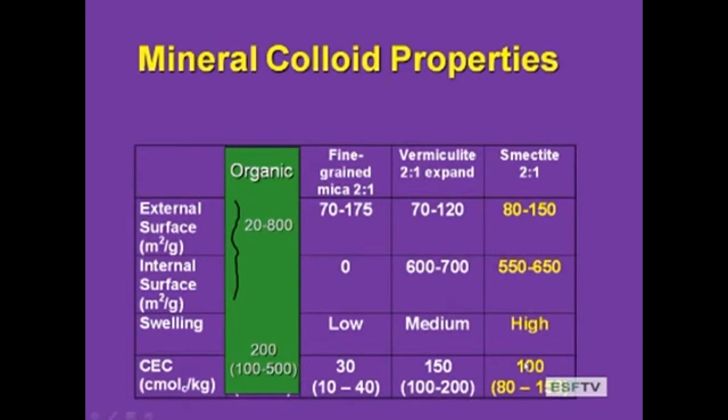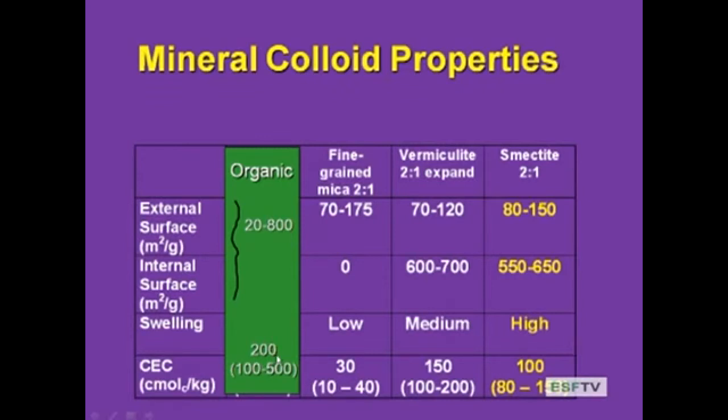Okay. And then we had organic colloids, and they were in a field all by themselves, so to speak, in terms of their surface area. It's really difficult when you look at organic molecules to think about surface area. It's a complex concept, separating internal from external. It's the whole massive surface area, a very high range of surface area. And the CEC for organic colloids, these highly complex organic molecules, averages about 200 centimoles of charge per kilogram, with a range of 100 to 500.